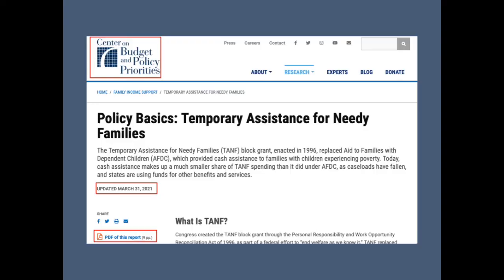I would encourage you, if you'd like to do a deeper dive on TANF, check out the document from the Center on Budget and Policy Priorities. They are an independent organization. They do lean a little liberal because they are advocating for needs for poor families. I find them to be a very reliable source and would encourage you to check them out. There is a PDF of that report that you can click on and get the full PDF of it. And they keep it updated pretty regularly.